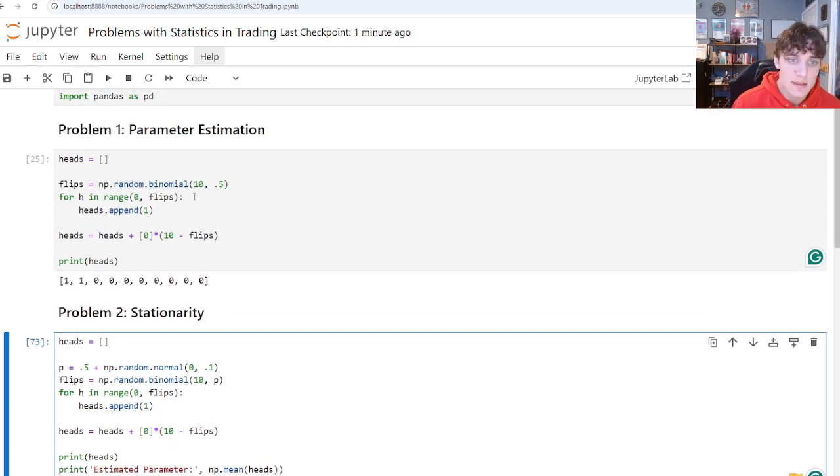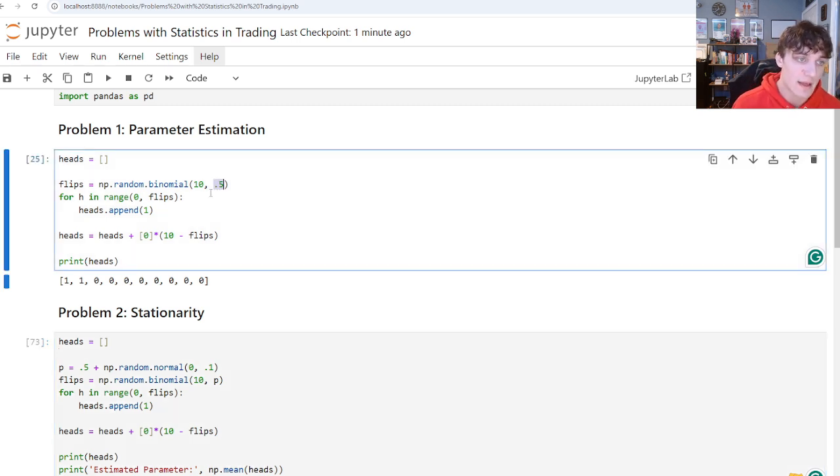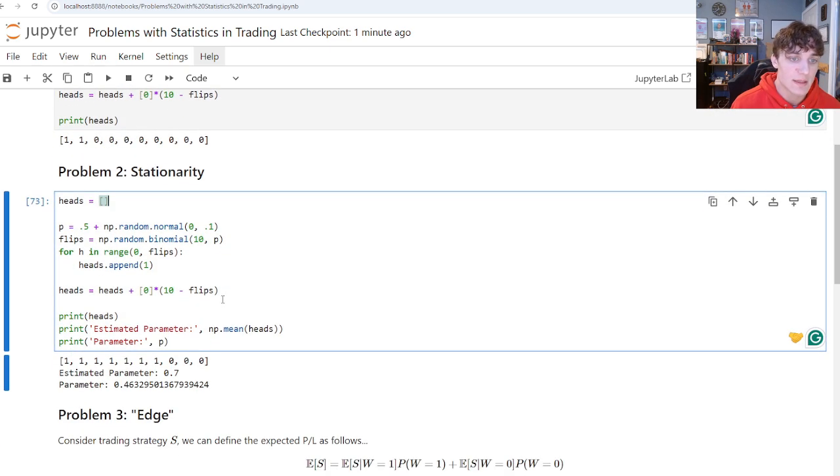Well, in the context of our coin flip experiment, you can take a look at each coin flip as an experiment. You could take a look at each trade as an experiment. The population parameter 0.5 is not going to change. That is a key underlying assumption of our parameter estimation, is that it is not a function of time. If we come down here to the idea of stationarity, let's take a look at what happened here. Well, in the previous 10 coin flips, I've observed 7 heads. So I've estimated the parameter to be 0.7. But the true parameter is actually 0.46.